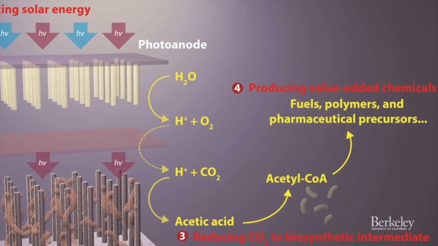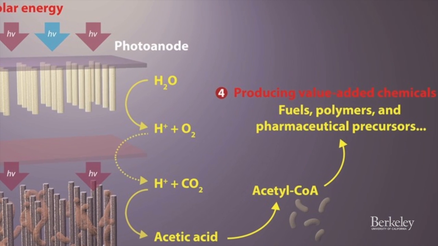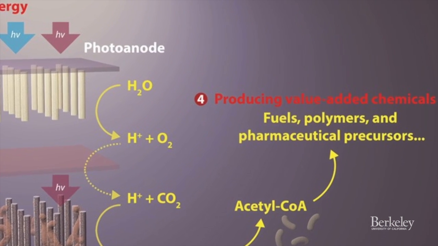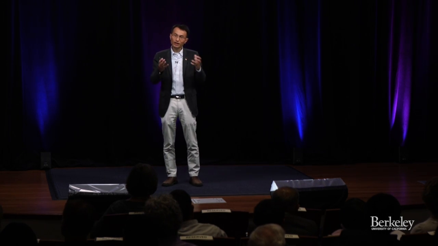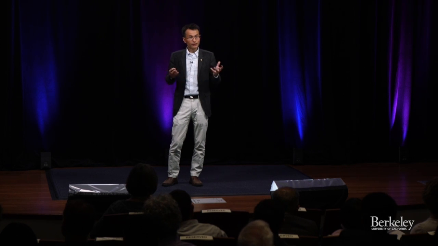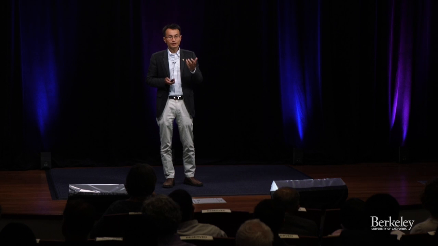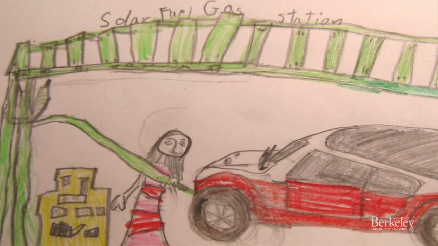So now we have this handheld device. If you bubble in CO2 and shine sunlight on it, we can basically produce chemicals, fuels, polymers, or even in some cases, pharmaceutical intermediates to make drugs. And even better, our artificial photosynthetic system, in terms of its solar to chemical energy conversion efficiency, is already better than nature.